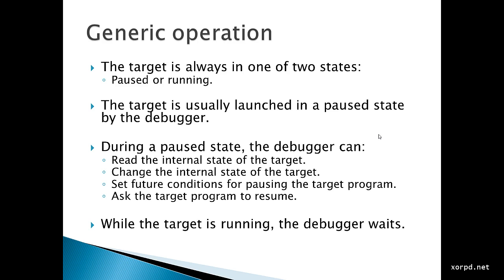During a paused state, the debugger can do a few things. It can read the internal state of the target, or maybe change the internal state of the target. It can also set future conditions for pausing the target program. This will allow the debugger to pause the program in the future in some desired state. The debugger can also ask the target program to resume. Whenever the target is running, the debugger waits, and vice versa. If the target is paused, the debugger wakes up, and it can do all those different operations.